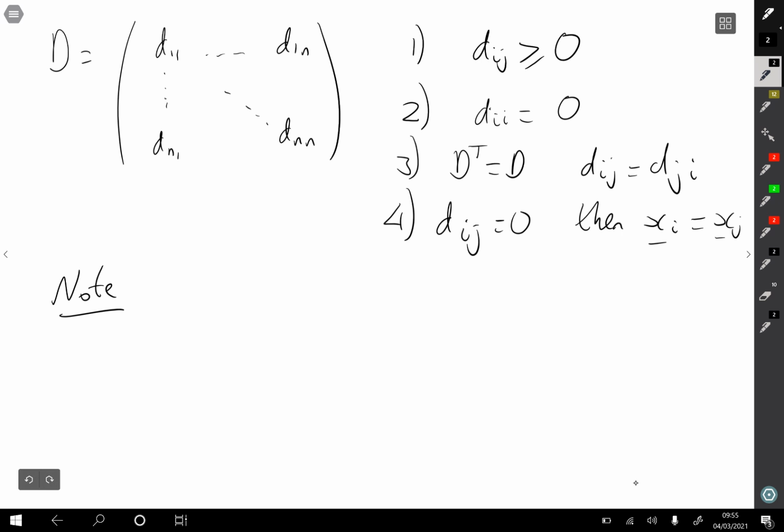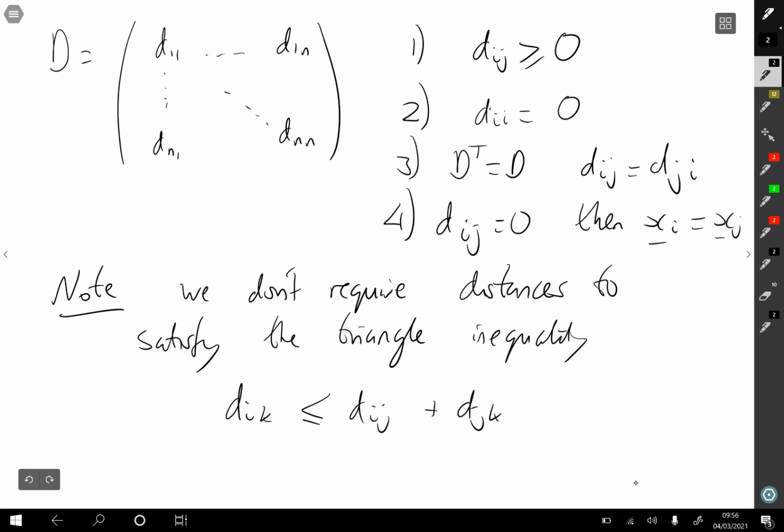So for those of you who have done some mathematics, sometimes we define something called metrics. So we're just going to say here we don't require distances to satisfy the triangle inequality. The triangle inequality says that the distance from i to k must be less than or equal to the distance from i to j plus the distance from j to k. If you think about going between i and k, that distance has got to be less than the distance from i to j and j to k.